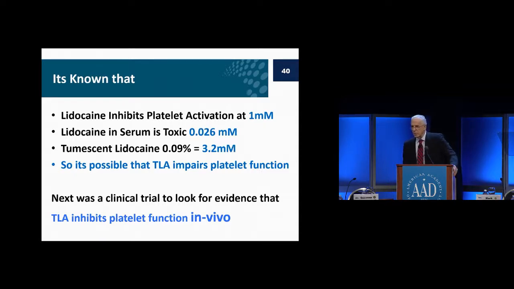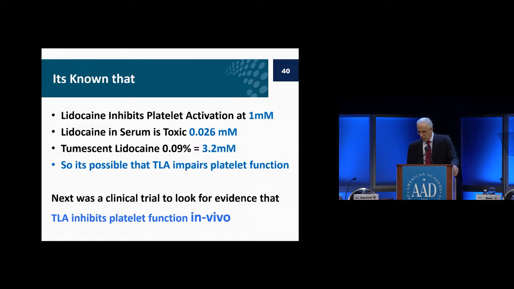clinical study of this, but we know that lidocaine does inhibit platelet activation at a concentration of 1 millimole. On the other hand, lidocaine in serum is toxic at 0.26 millimole. So most clinicians have just discounted the use of lidocaine as a method to prevent DVTs and pulmonary emboli because you couldn't get clinical levels without first encountering toxicity. But from my perspective, tumescent lidocaine has a concentration of 3.2 millimole, which is well above the platelet inhibition concentration. So maybe it's possible that TLA has some effect on platelets.